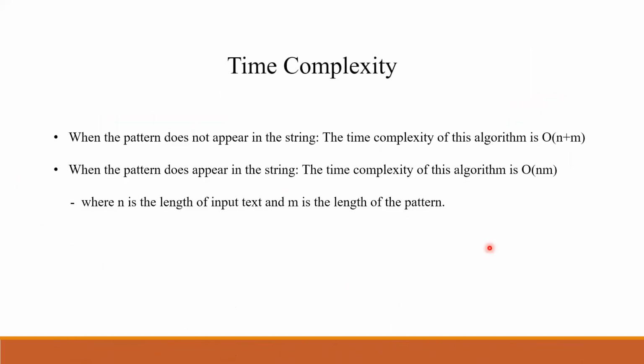The Boyer-Moore algorithm turns out to be very efficient. When the pattern does not appear in the string, the time complexity is big O of n plus m. But if the pattern does appear in the string, the time complexity is big O of n into m, where n is the length of the input text and m is the length of the pattern. So that was all about this string searching algorithm. Thank you.